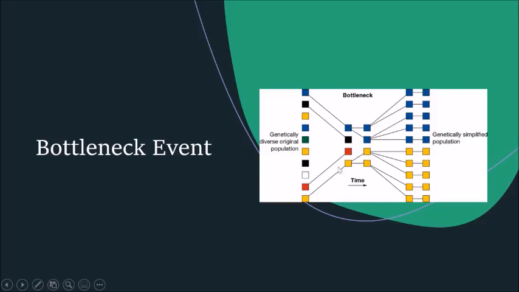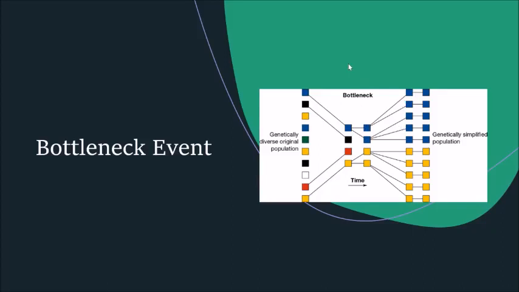All right, you hit your bottleneck and only the blue and yellow ones survive and come out the other side. When you come out the other side, the blue and yellows will breed and that's fine, but you won't get the genetic diversity that you once had, because the others died out as a result of this natural disaster. So do remember, bottleneck effects are typically associated with natural disasters.